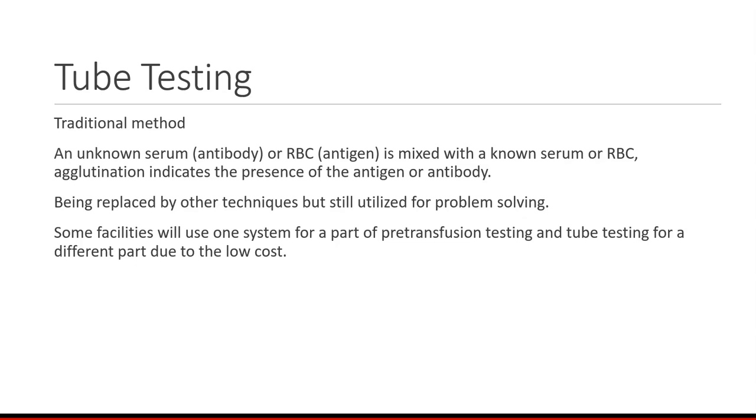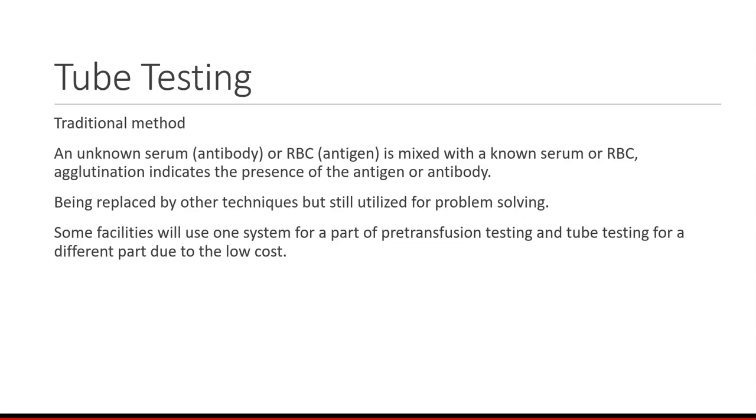In tube testing, we're going to add an unknown serum, which has antibody, or an unknown cell, which has antigens, and then we mix them with a known serum or a known red cell. And agglutination indicates the presence of the antigen or the antibody, depending upon what you're testing for. For example, in the forward type, we're testing to see what antigens are present, and in the reverse type, we're testing to see what antibodies are present.